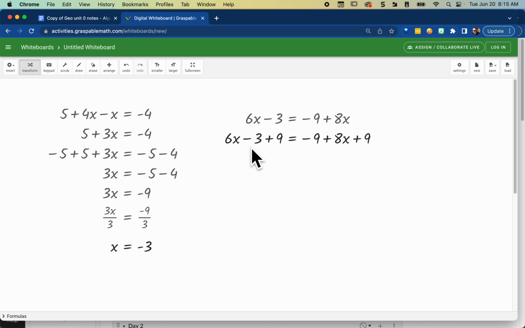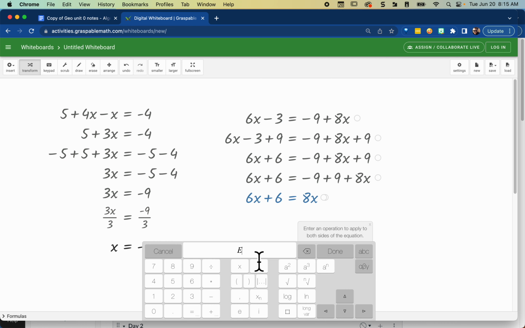And that makes this side where I'm going to have -3 plus 9, and that's nice and clean there. I want the 9 to combine with the -9, but they're not next to each other. So I can grab this plus sign and move it over. Now it's next to it, and now I can combine them. All right, so I have 6x plus 6 equals 8x.